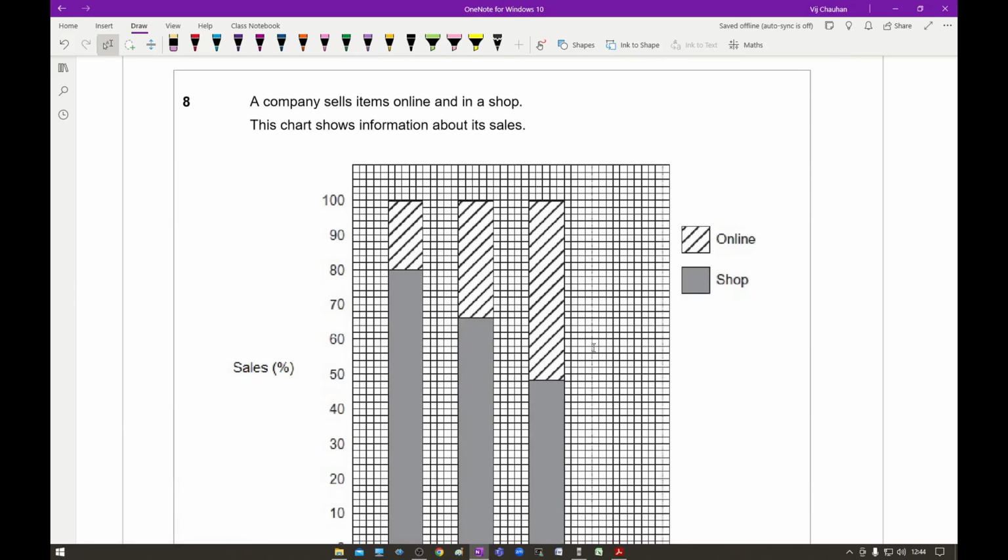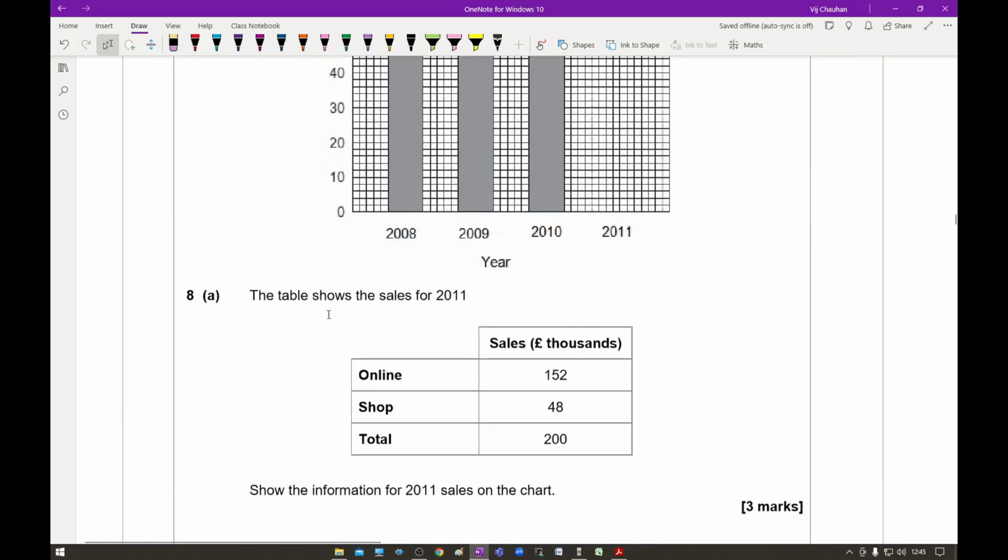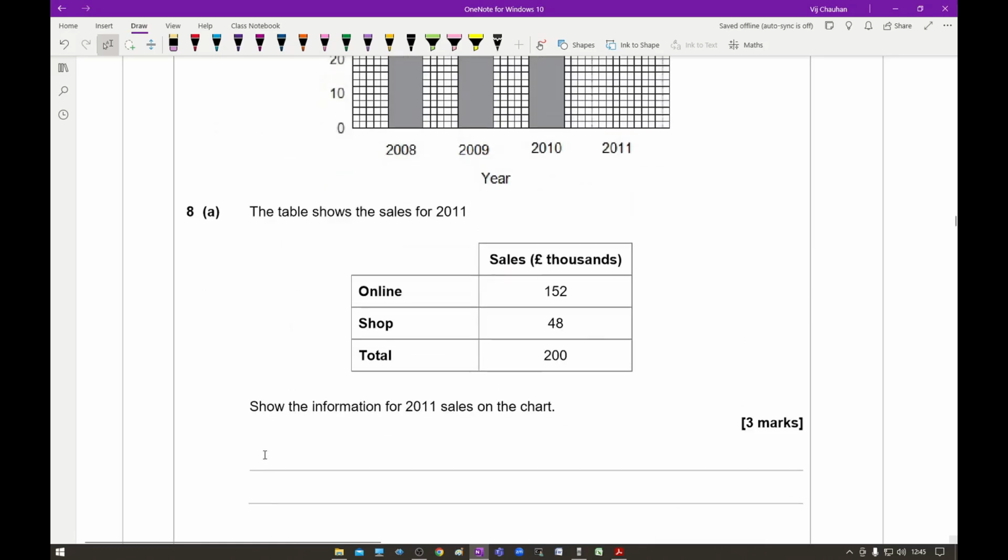Moving on to question 8, it says that a company sells items online and in the shop. The chart shows information about its sales, and question 8a says the table shows the sales in 2011, and the question is asking us to show the information of the 2011 sales on the chart.